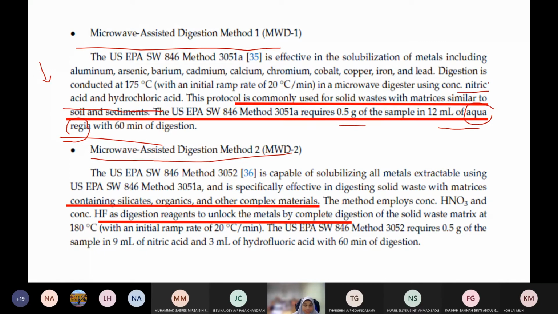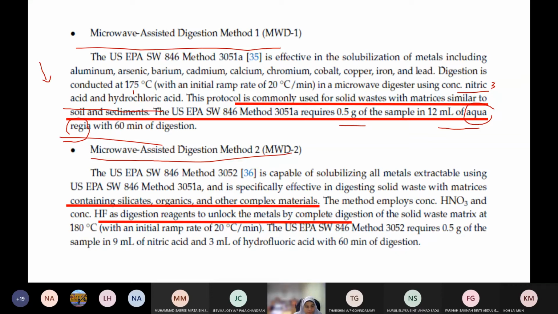The ratio, if not mistaken, is 3 parts nitric acid to 1 part hydrochloric acid, 3 to 1. So why do we call it aqua regia? Aqua regia means royal water. It is royal water because this acid mixture is able to dissolve gold. If you have extra gold at home, you can use nitric acid and hydrochloric acid to dissolve it. That's why we call it royal water.